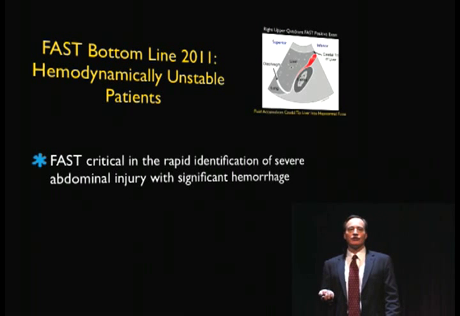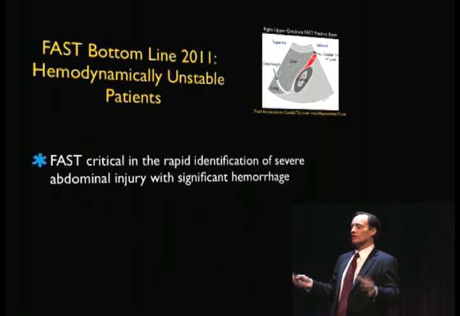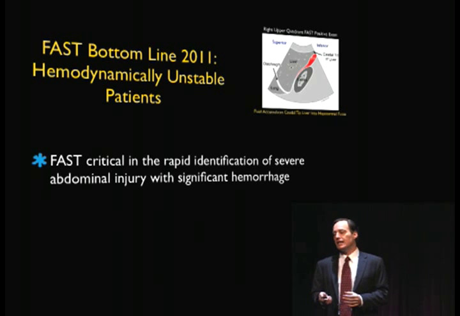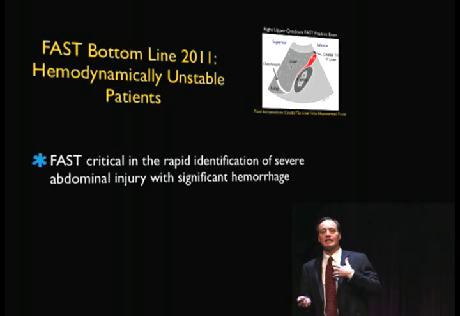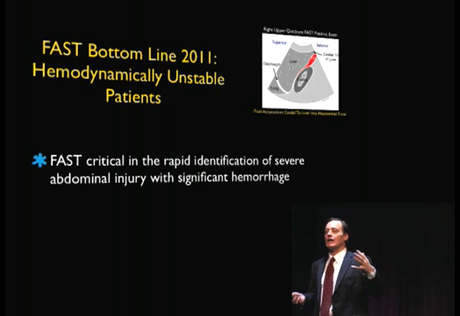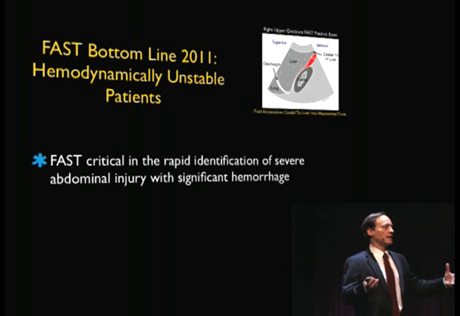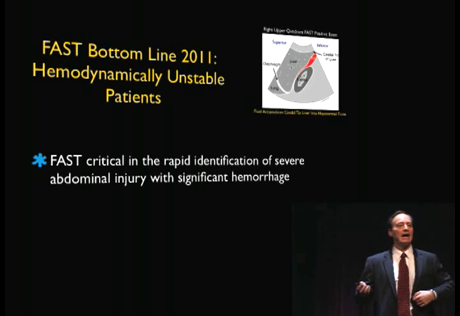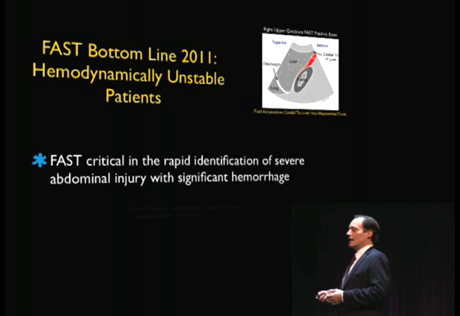In the unstable patient, really there's no argument. The FAST exam remains critical to the rapid identification of severe abdominal injury with significant hemorrhage, either into the chest cavity or into the abdominal cavity. It's going to be our go-to exam in our patient who's unstable, blood pressure 60 over palp, coming into the emergency department after a car accident. Positive FAST, get your surgeons involved. Most of the time it's going to be to the OR.